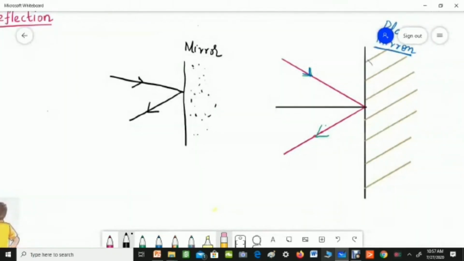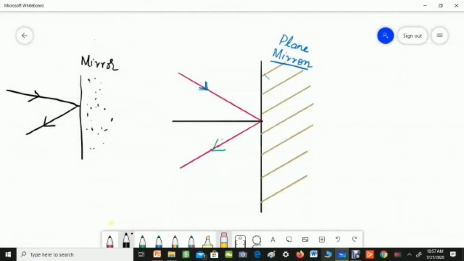Now look at this diagram carefully. The light ray that hits or strikes the mirror is called an incident ray. I am giving it the name PQ. So PQ is the incident ray. So what is an incident ray? The ray that hits or strikes the mirror is called an incident ray.